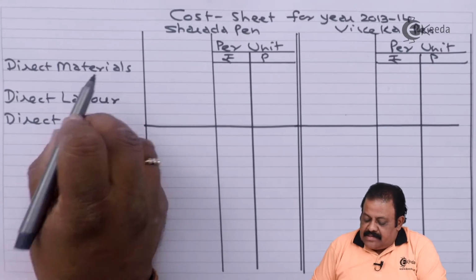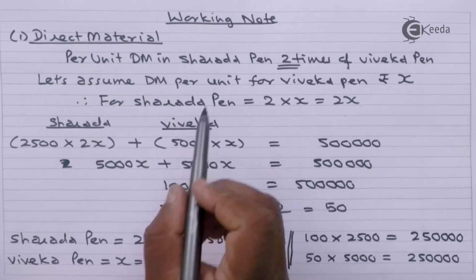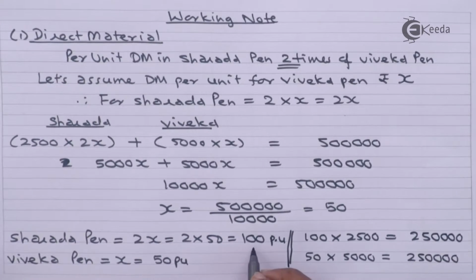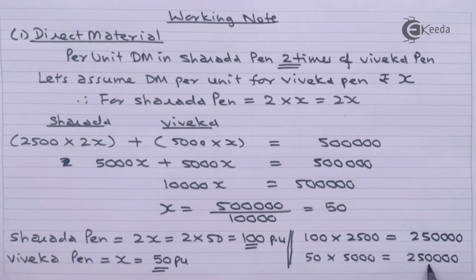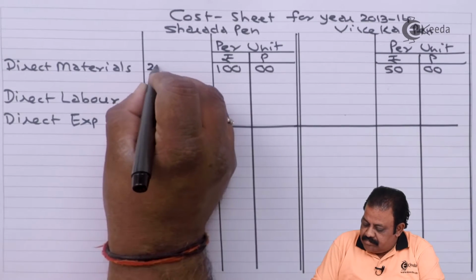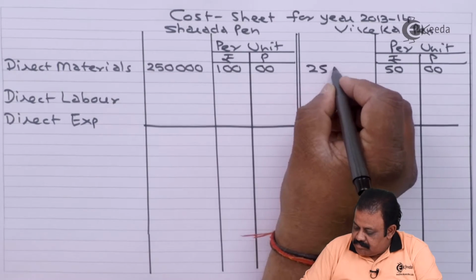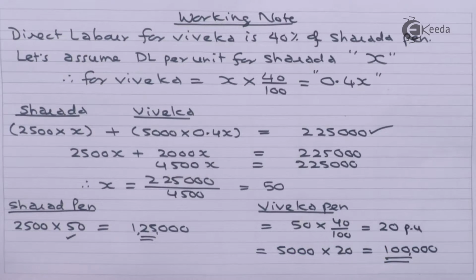First, direct materials. As per our working note, direct material in case of Sharada pen, it will be per unit rupees 100 and total it is 2,50,000. In case of Viveka pen, it will be 50 per unit and total is 2,50,000. Direct labor per unit in case of Sharada pen, it will be 50 rupees. Total is 1,25,000. In case of Viveka pen, it will be 20 per unit. Total is rupees 1 lakh.